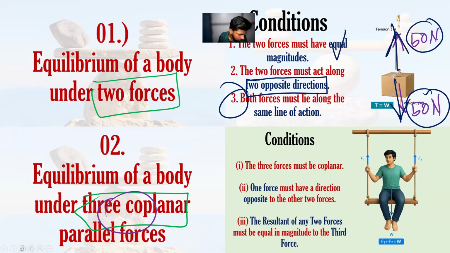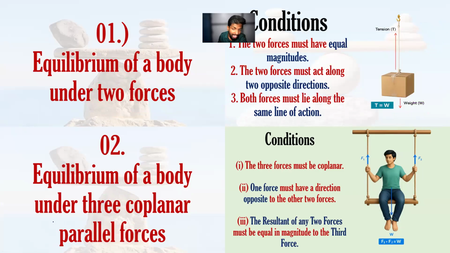Third one, those 2 forces must be in the same line of action. You may ask, what does it mean regarding the line of action? Line of action means same line. Did you understand? These are the three conditions to be followed if an object wants to be under equilibrium.